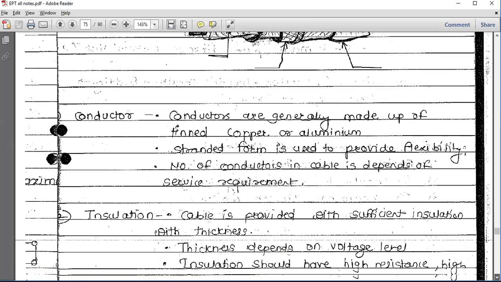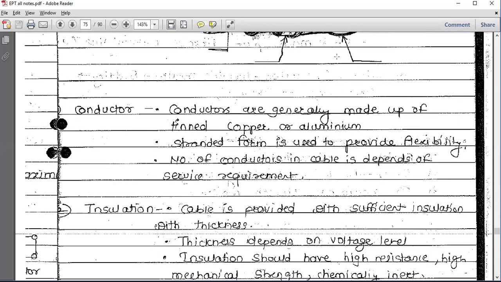So first of all, the conductor. These are mainly made up of thin copper or aluminum, stranded. It provides flexibility to the cable. The number of conductors in a cable depends upon the service requirement. That means as per requirement, we can vary the number of conductors in the cable.